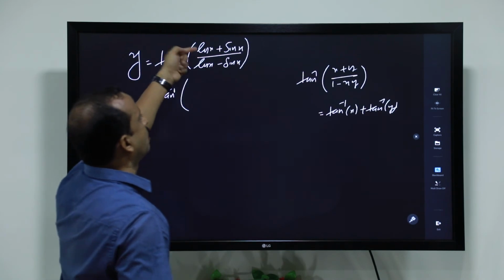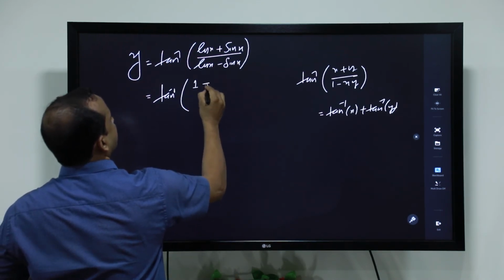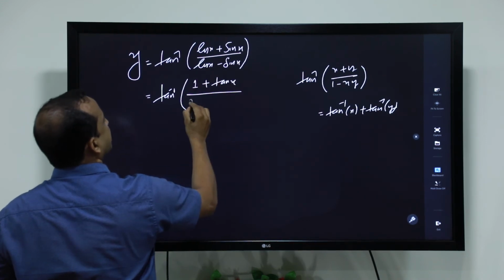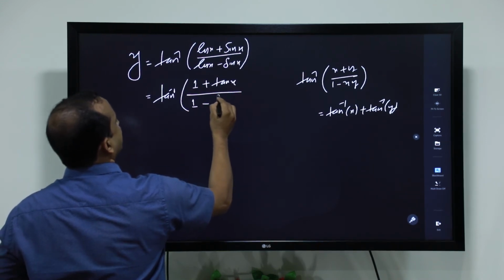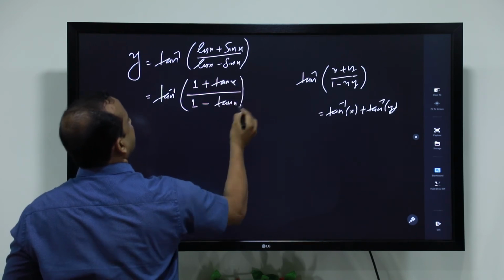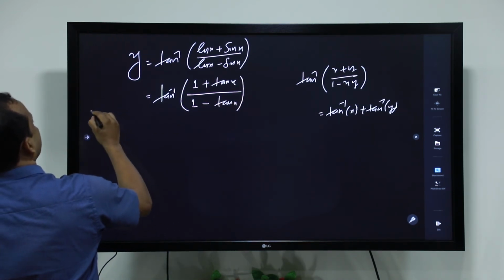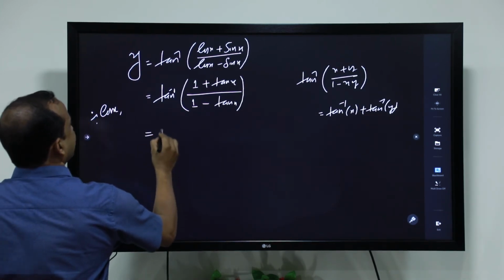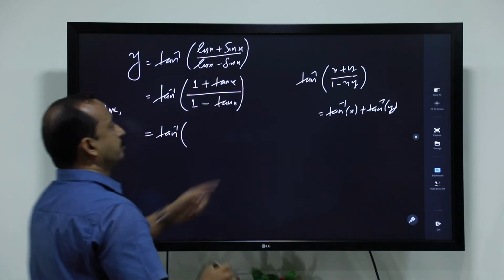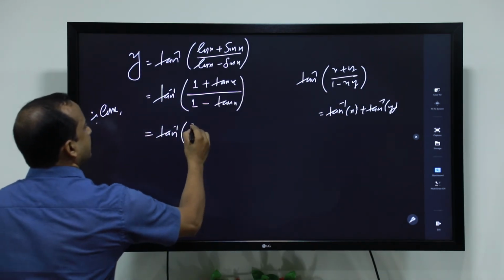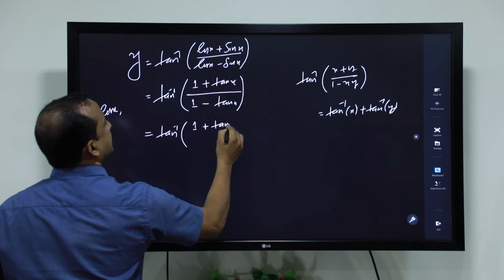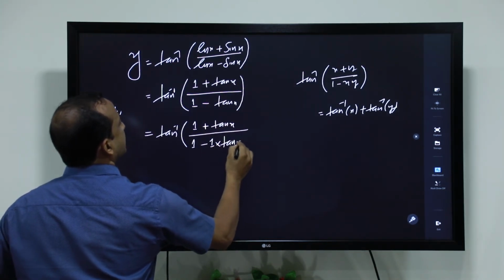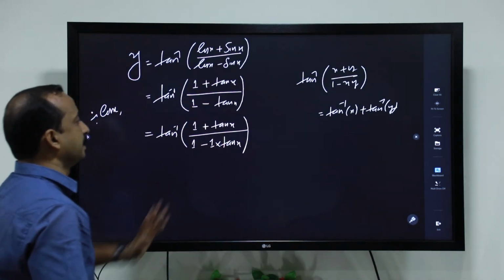Therefore we get cos x by cos x, answer is 1, plus sin by cos, answer is tan x, divided by cos by cos, answer is 1, minus sin by cos, answer is tan x. Then convert this into the form tan inverse of (x plus y) by (1 minus xy), that is tan inverse of (1 plus tan x) divided by (1 minus 1 into tan x).